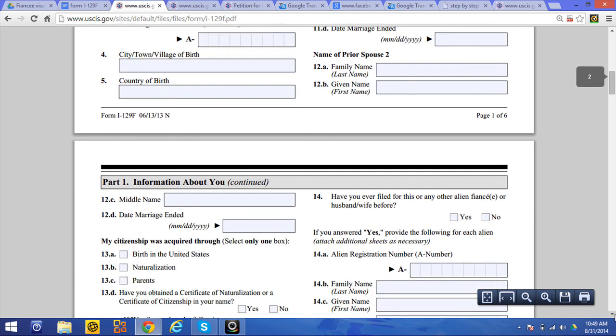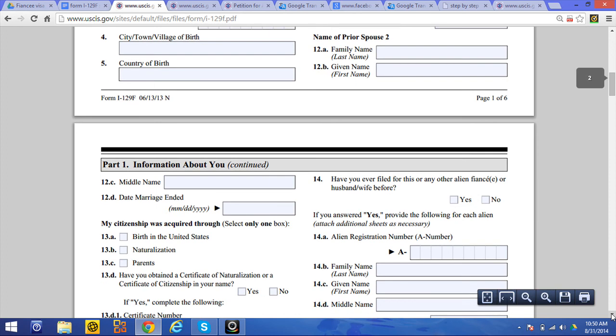Okay, this is still information about the U.S. citizen fiancé. That's prior spouse number two. They want to know the date that this marriage ended. But sometimes when you were married two times in the past, they will really check it out. They will go into some detail to see why you got married, got divorced, got married, got divorced, and they will really want to know.